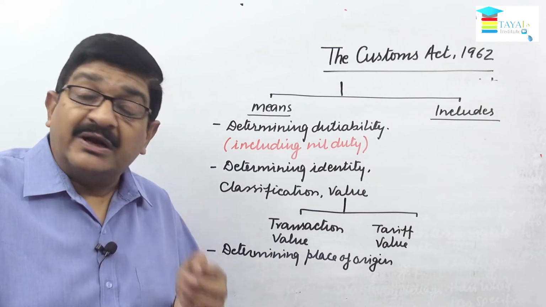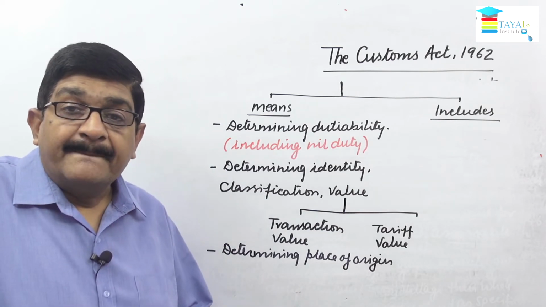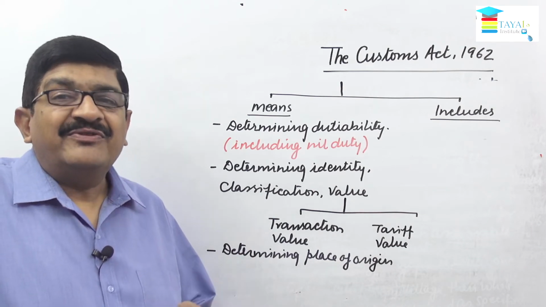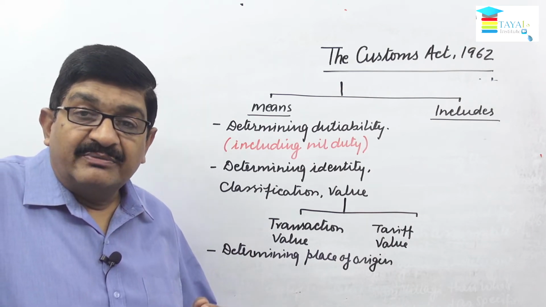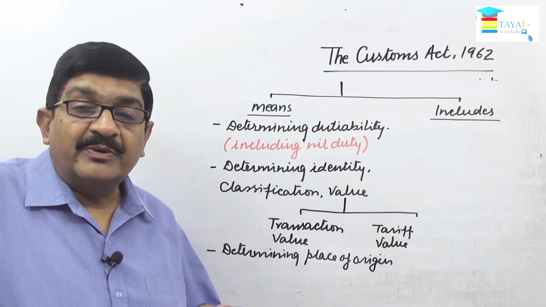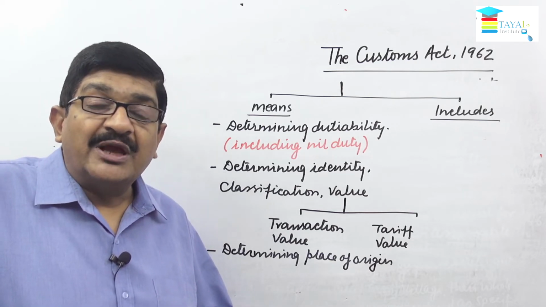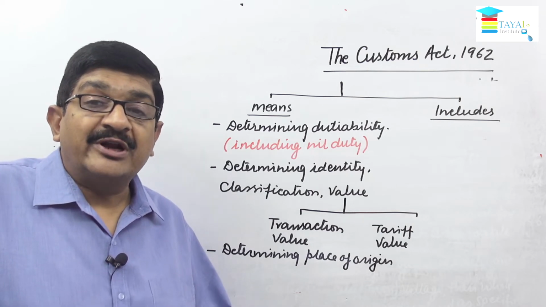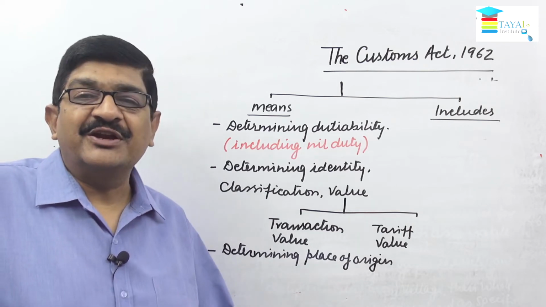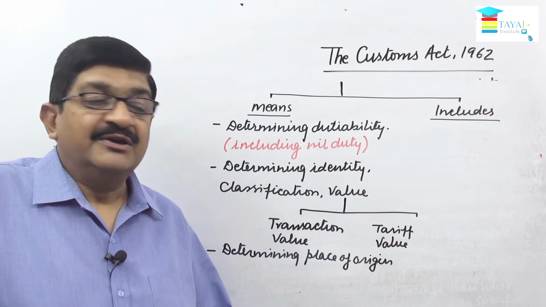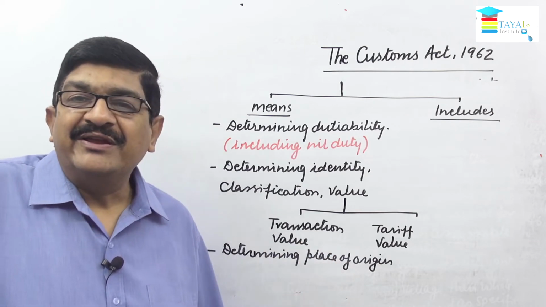And with multiple countries, the government of India is having bilateral trade agreements. And in that bilateral agreement, the government of India gives a status of most favored nation to some of the countries. And the rate of duty applicable on the goods imported from the most favored nation is lesser than the standard rate of duty applicable. Place of origin becomes very, very important.